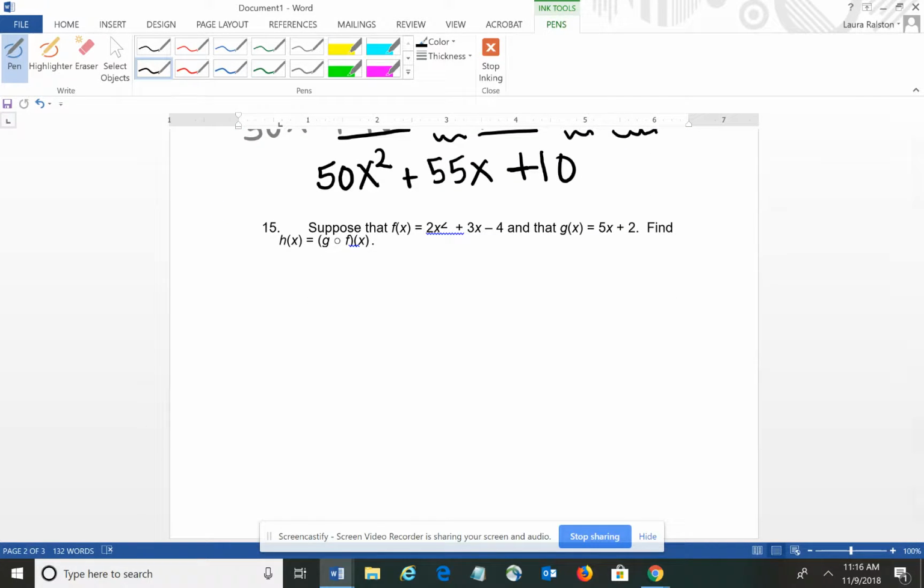Question 15 is also a composition problem, but notice it's written in a different order. In this case, they want us to take x, plug it into f, get an answer, and then plug it into g. It's a totally different order. You have to pay attention to the order. Again, let's color code these as red and blue. So f is going to be red, and g is going to be blue.